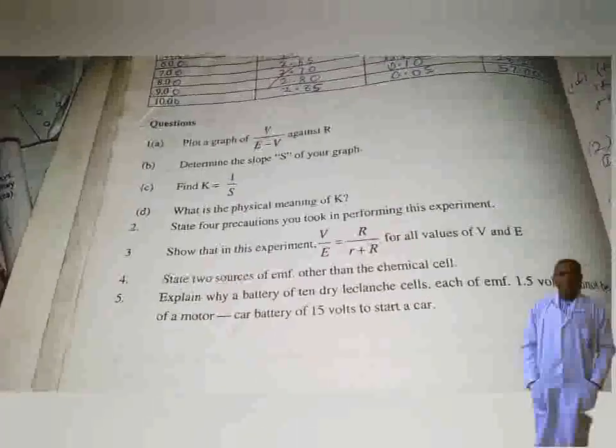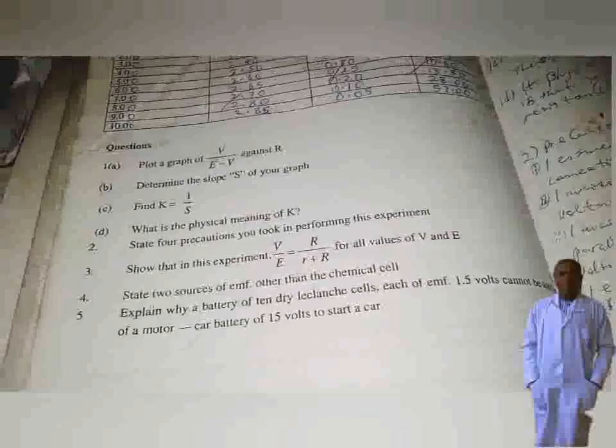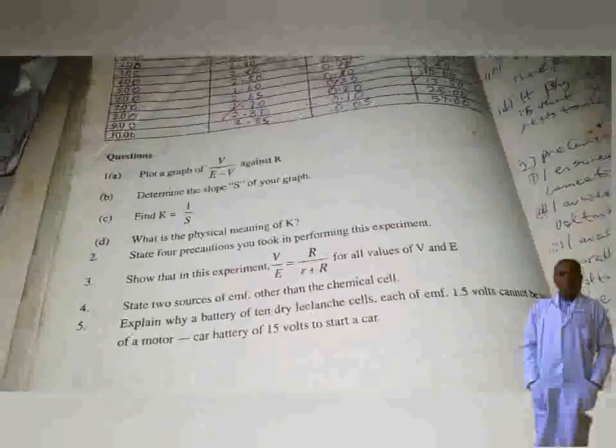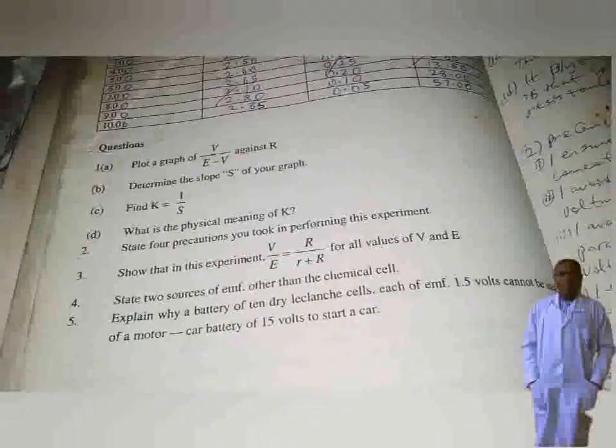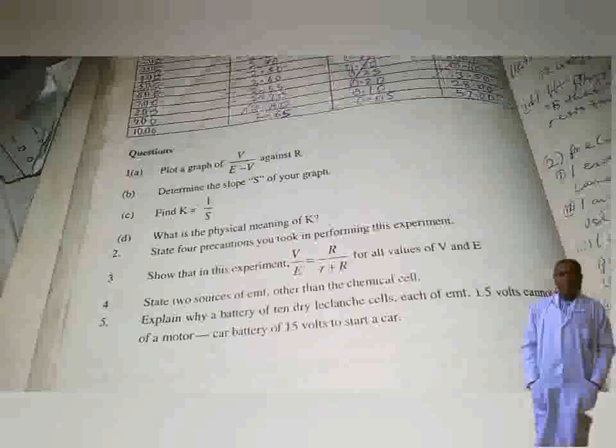Explain why a battery of 10 dry Leclanché cells, each of EMF 1.5 volts, cannot be used to start a motor car. A battery of 15 volts is needed to start it. Of course, our car battery uses 15 volts to start the motor.